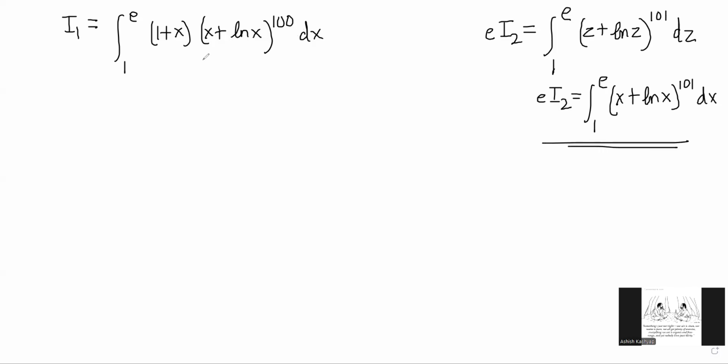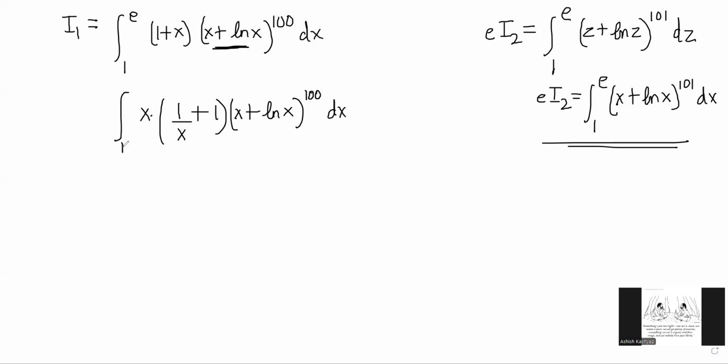Somehow we have to connect them, right? So think about it. If I take this as a variable, my derivative of this would have been 1 plus 1 by x, right? But I don't have that, I'm somewhere here. So what I can do here is I have a 1 plus x. If I take x common, I will get (1 by x plus 1) and (x plus ln x) to the power 100 dx, right? What is the benefit of doing this?